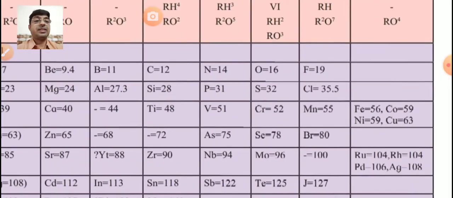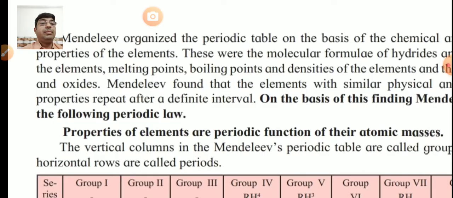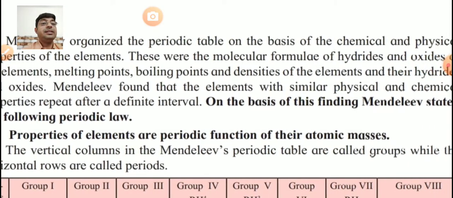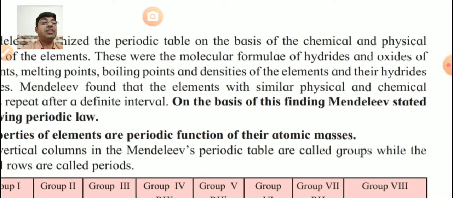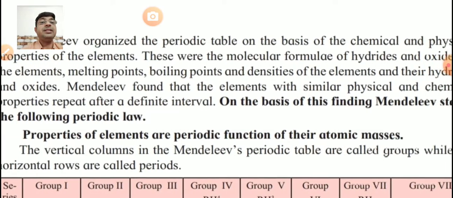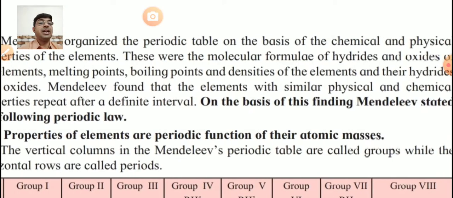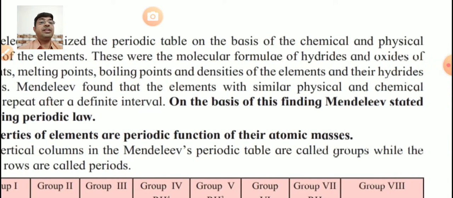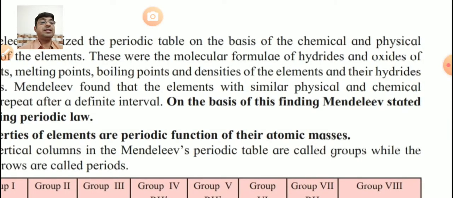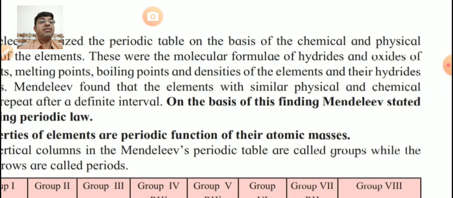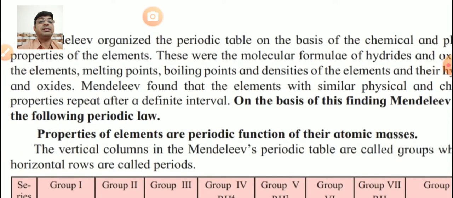Next page. Mendeleev organized the periodic table on the basis of the chemical and physical properties of elements. These were the molecular formulae of hydrides and oxides of the elements, melting point, boiling point, densities of the elements, and their hydrides and oxides. Mendeleev found that the elements with similar physical and chemical properties repeat after a definite interval. On the basis of this finding, Mendeleev stated the periodic law.